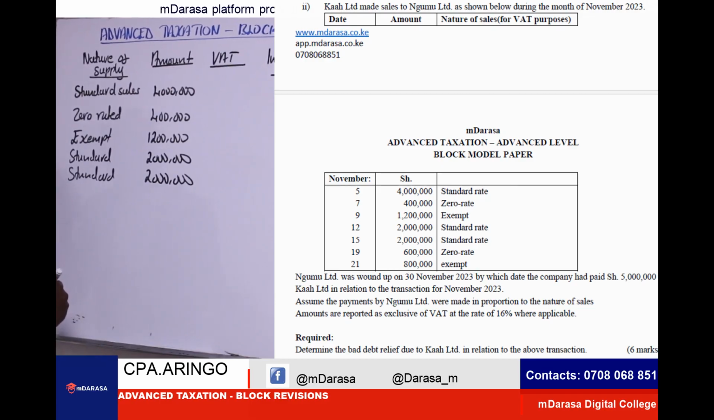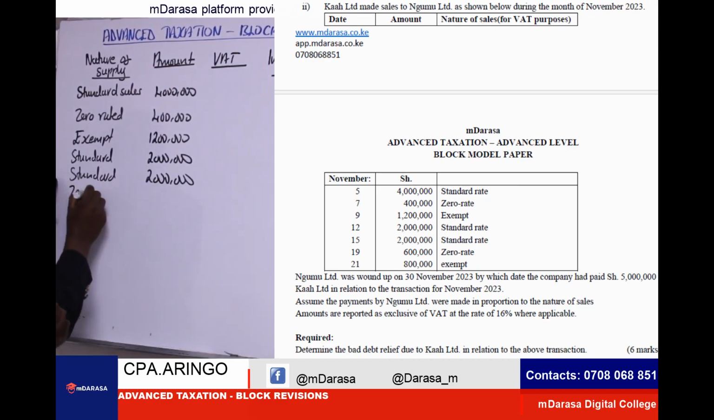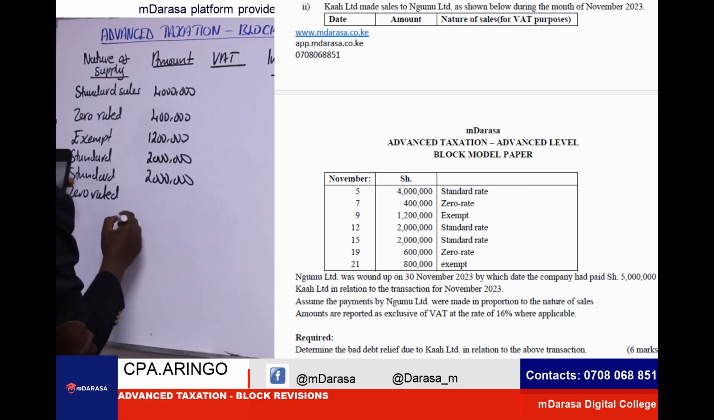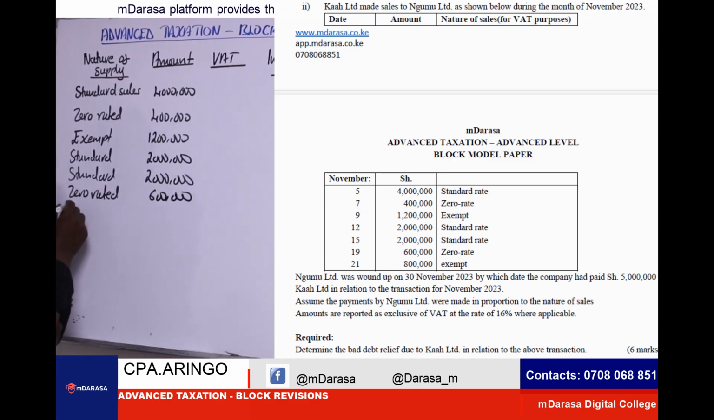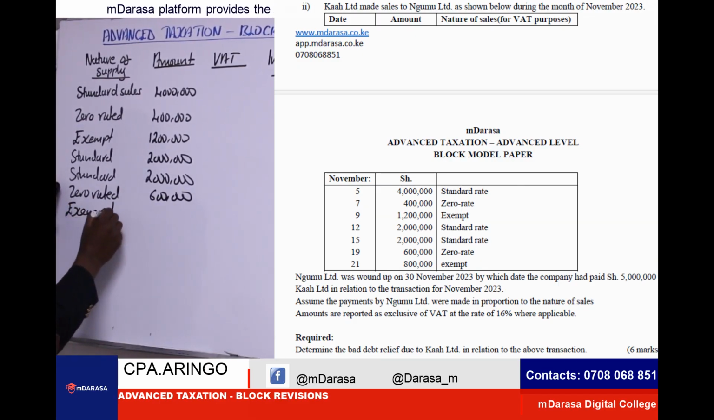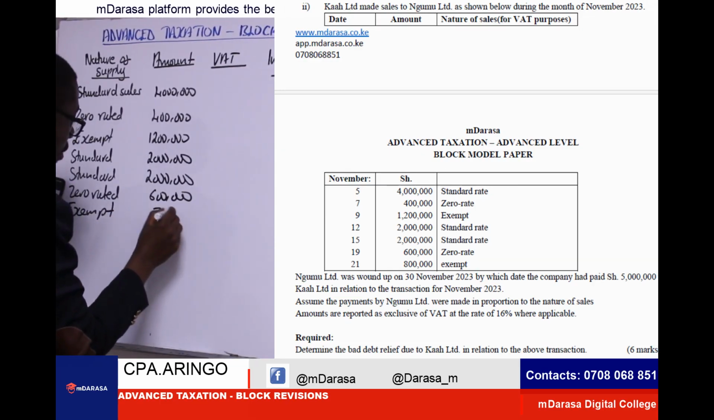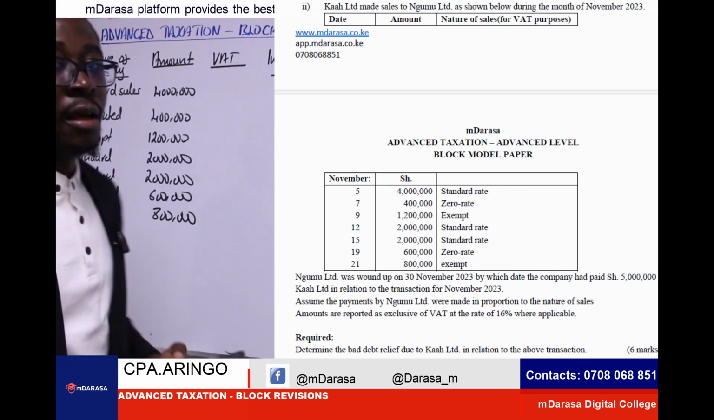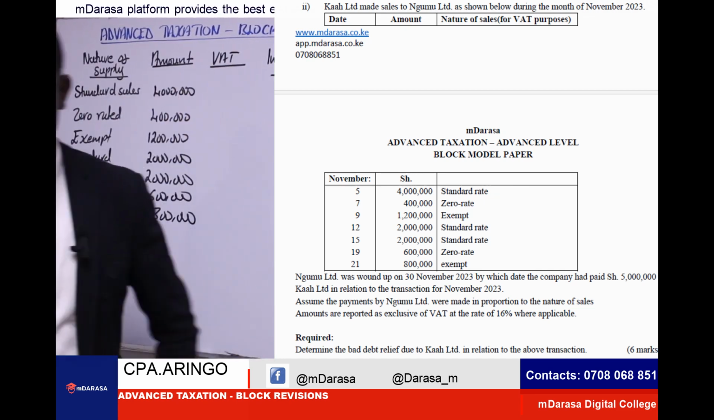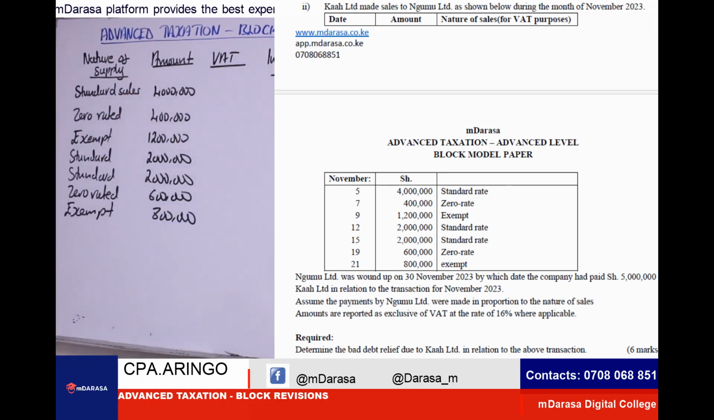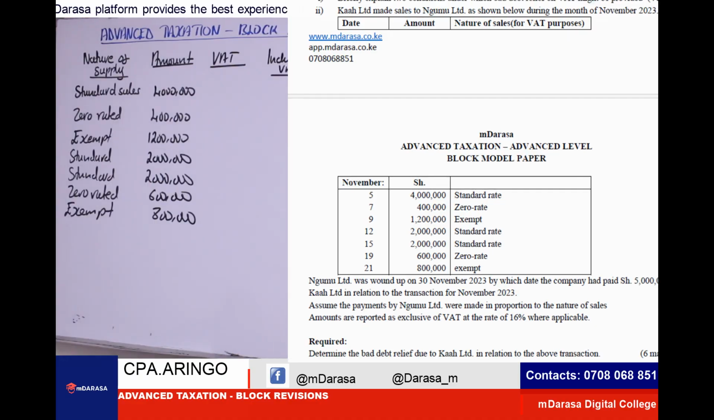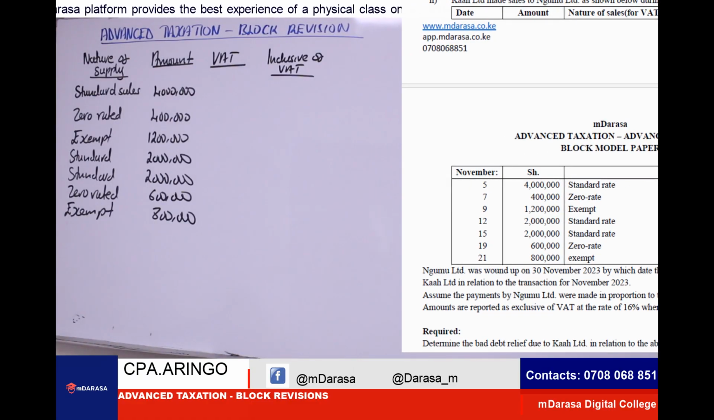Then you're also given zero rated, 600,000. Then finally, you are given exempt, 800,000. Okay, so having our values like that, I need us to determine the VAT on our values. Let us determine our VAT on these values given.